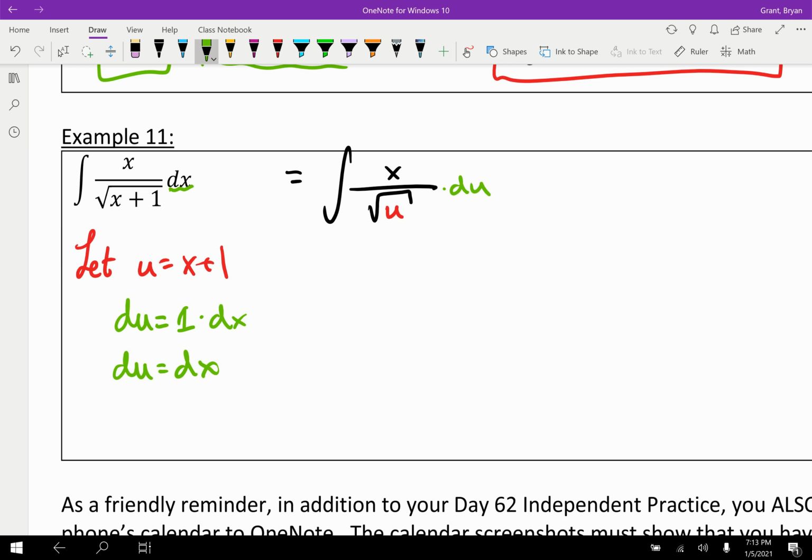So are we golden? I don't think so. We need to have replaced all the variables with u. And there's still this pesky x. And so originally we needed to do this because we had one function dividing by another where both had x in it.